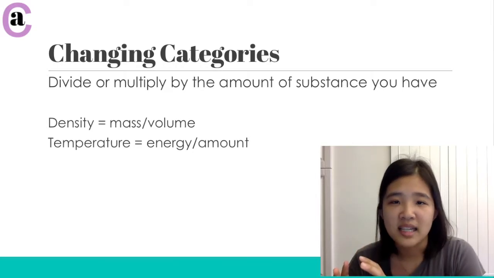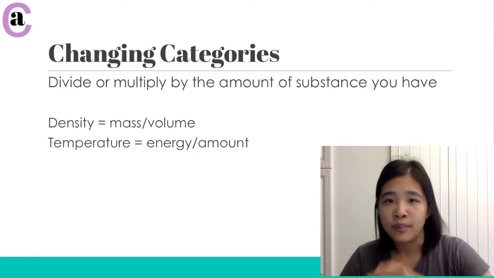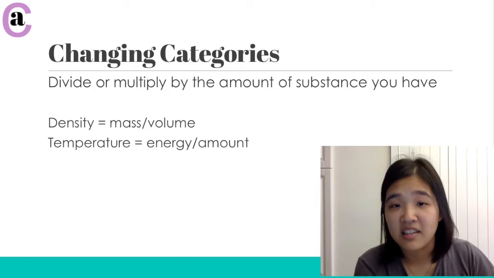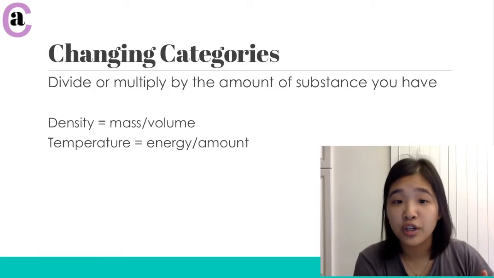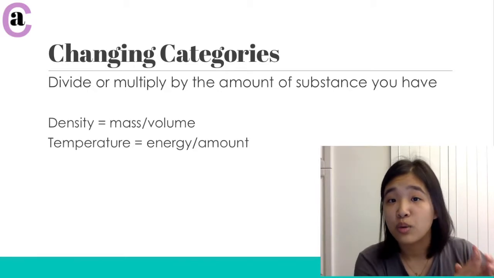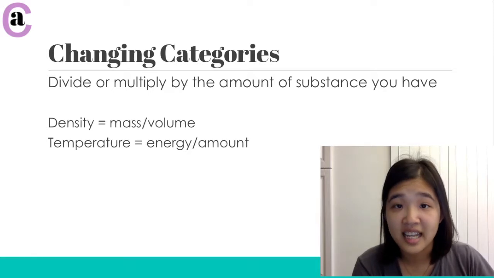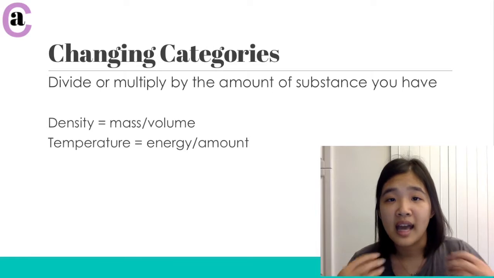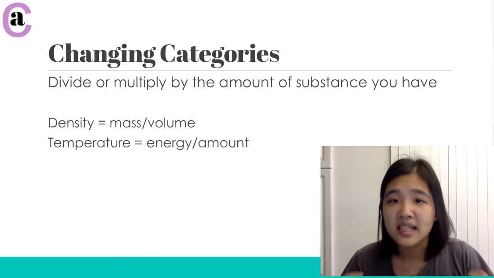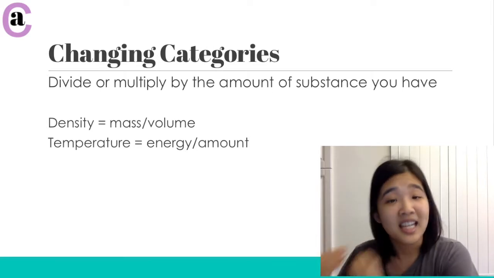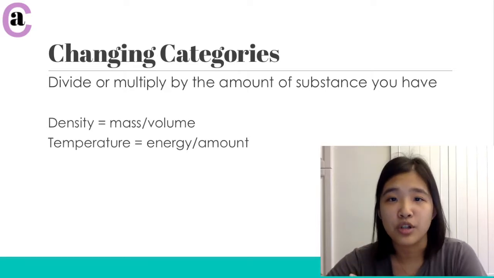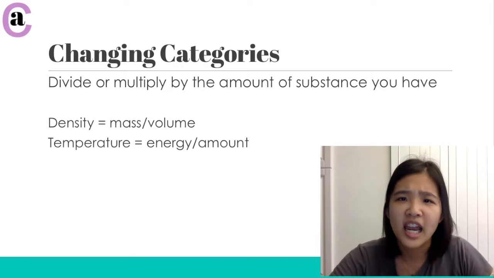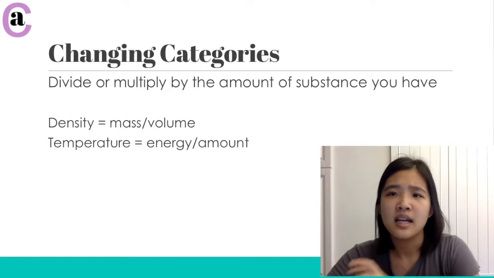So the two extensive properties put together in some ratio gives you the intensive property. Now, temperature works the same way. Temperature in itself is intensive, and then energy and the amount are both extensive. So when you put the two extensive properties together, you get the intensive property, which is temperature. This is almost always the case, and this is how you can change the different categories of properties that you have.